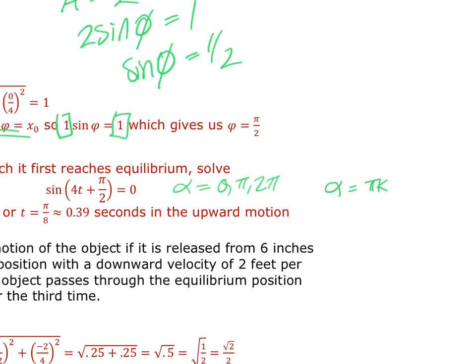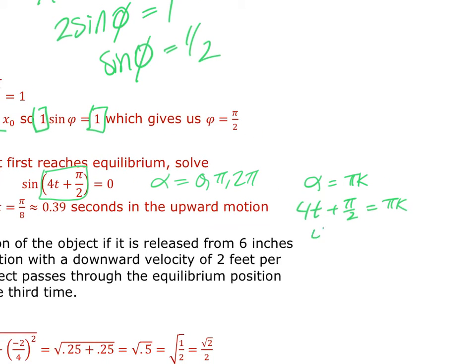Now, I don't have alpha though, what I have is 4t plus pi over 2 equal to pi k. Just like I did in 10.7, my angle, which I called alpha just as an intermediate, I actually have to put that angle in there. My angle is not alpha, my angle is that. So then I just solve for t. I subtract pi over 2 from both sides, and then I divide by 4. I'm looking for the very first time this happens, the very first time I'm at equilibrium. So 4t is equal to pi k minus pi over 2.